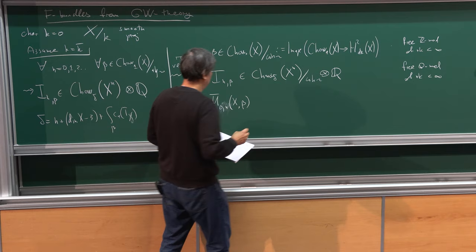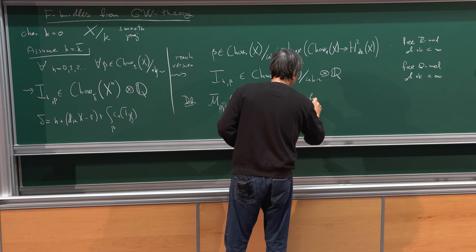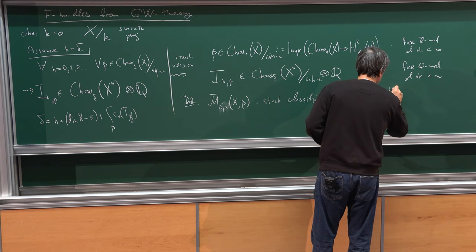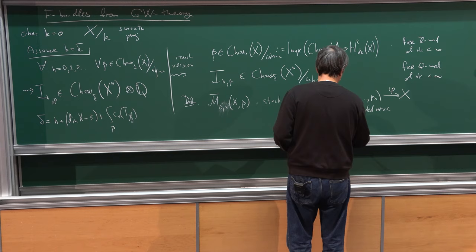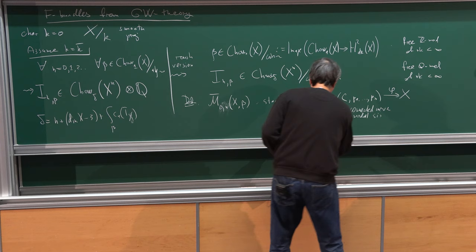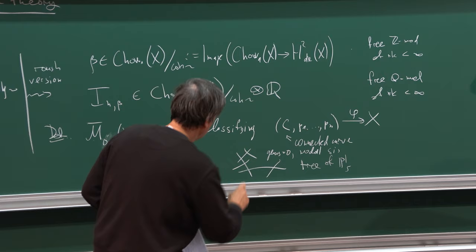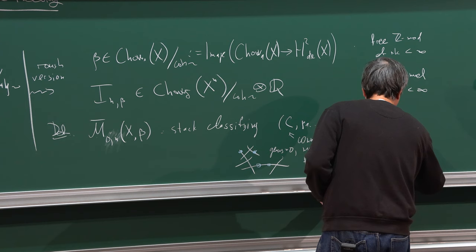I introduce M_{0,n}(X,beta), the stack classifying the following: a curve with n marked points and a map to X. This is a connected curve of arithmetic genus 0 with nodal singularities. So it's actually a tree of rational curves. And the marked points are distinct marked points outside of nodes. And phi is a map.